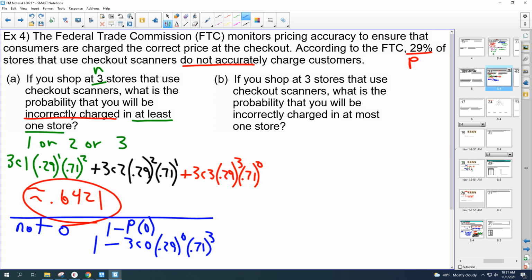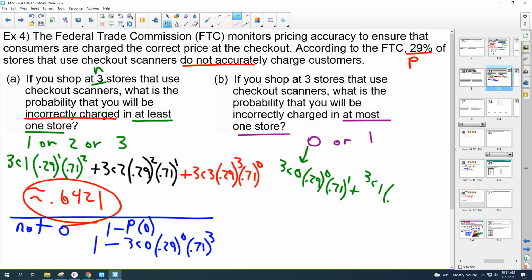Part B, if you shop at 3 stores that use checkout scanners, what's the probability you'll be incorrectly charged in at most one store? So again, you want to look at the language and be hyperliteral. At most means 0 or 1. And so you've got 3 choose 0 times 0.29 to the 0, 0.71 to the first, plus 3 choose 1 times 0.29 to the first times 0.71 to the second.